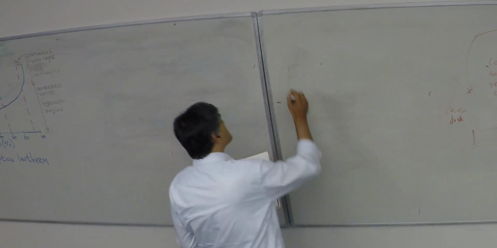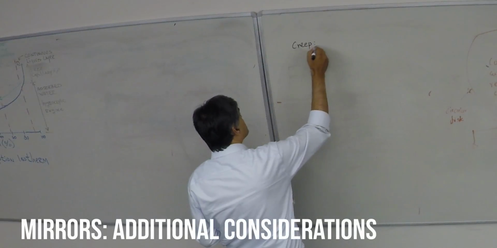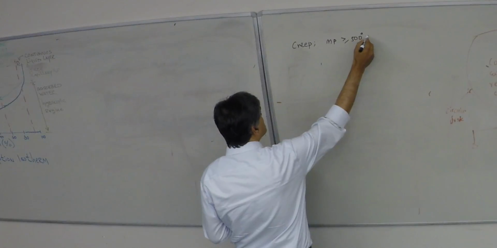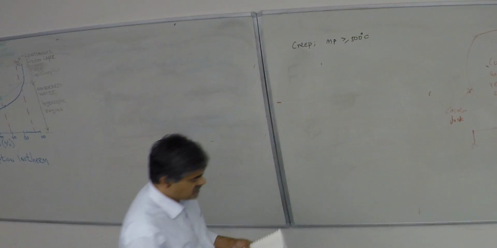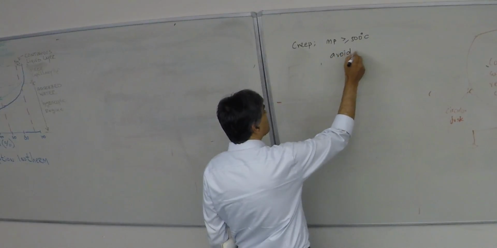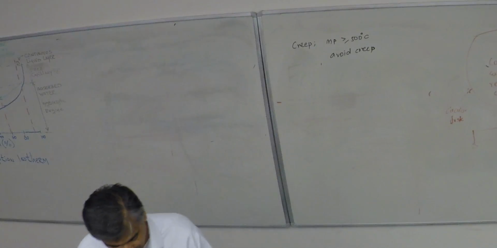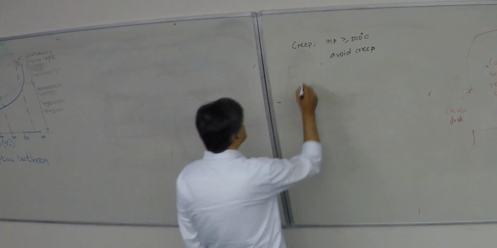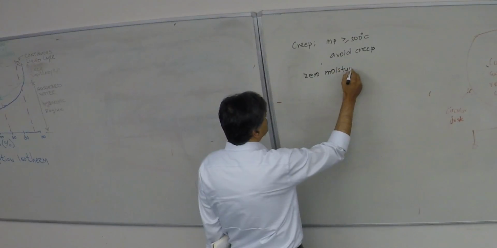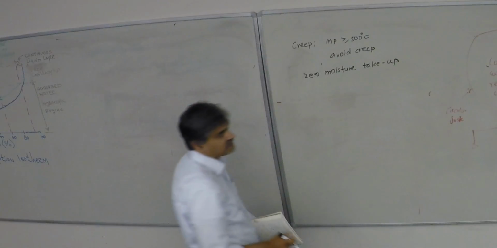So the other thing here is, since creep is the other consideration, the melting point should be greater than or equal to 500 degrees C. So therefore it is very dimensionally stable, avoiding creep. That's why glass is very stable for that kind of application. The other condition is it should have zero moisture take up, because you don't want the mirror catching moisture, right? So that is the other requirement.